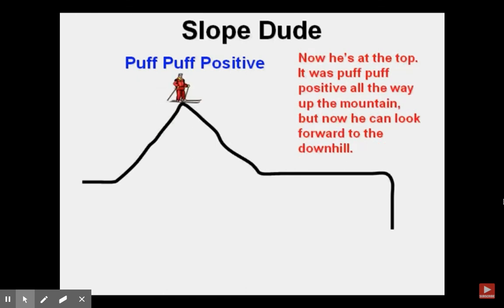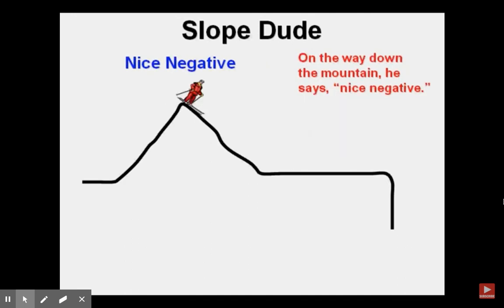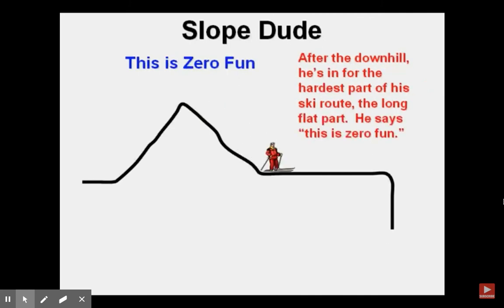Now he's at the top. It was puff, puff, positive all the way up the mountain. But now he can look forward to the downhill. On the way down the mountain, he says, nice, negative, nice, negative. And now, after the downhill, he's in for the hardest part of the ski run, the long, flat part. He says, this is zero fun. This is zero fun.